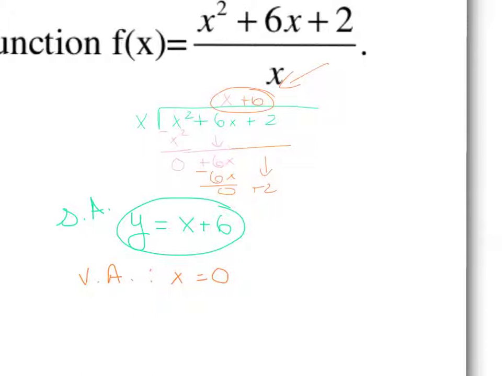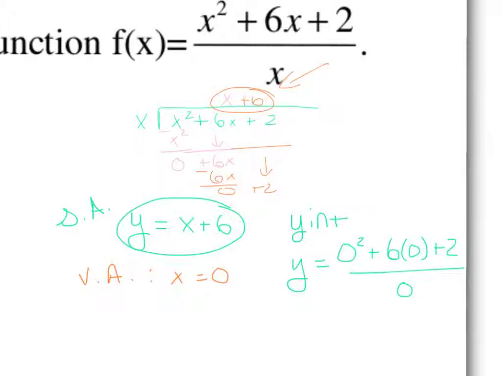Remember, y-intercept we find by letting x equal 0. When I do that, what do I get? All right, let's watch me substitute. Y-intercept, let x equal 0. So y equals 0 squared plus 6 times 0 plus 2 divided by 0. Okay, so anything divided by 0 is undefined. So our y-intercept, not existent.